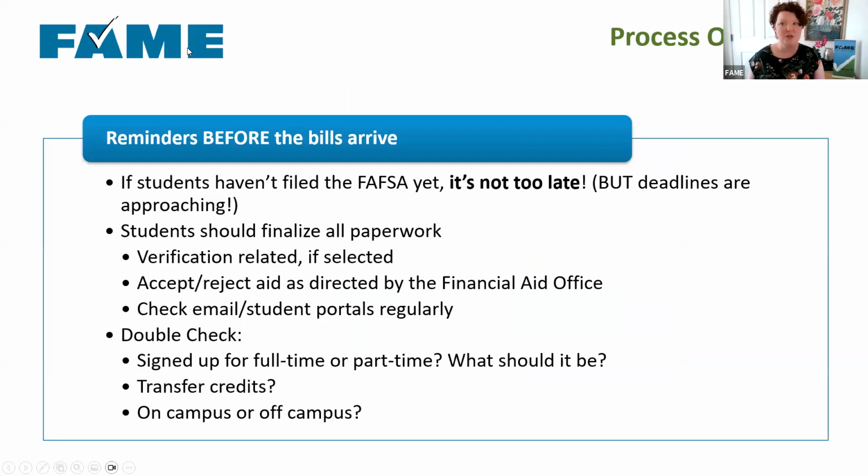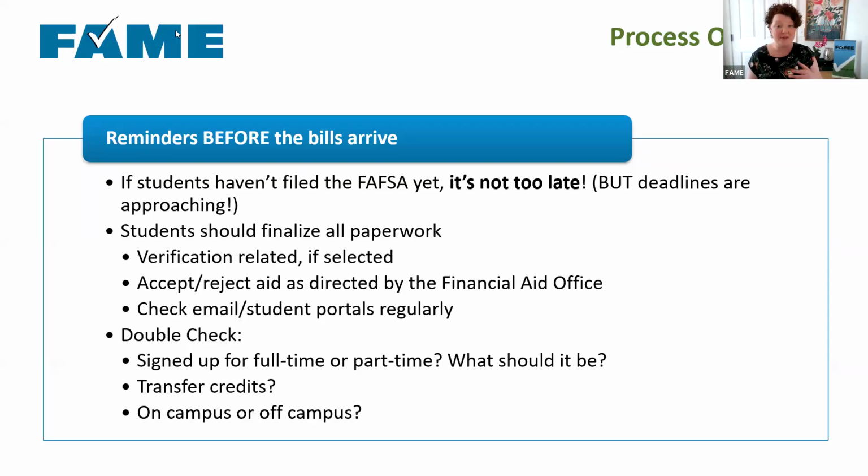All right, so again, in that process overview, a couple of reminders before bills arrive. And I will say bills arrive to students. The bills themselves are not going to arrive until students have registered for classes at that college. So we start seeing colleges begin registering incoming freshmen for their classes as early as the end of April, but a lot of them in the month of May. And that's when it's going to generate the bill from the college.